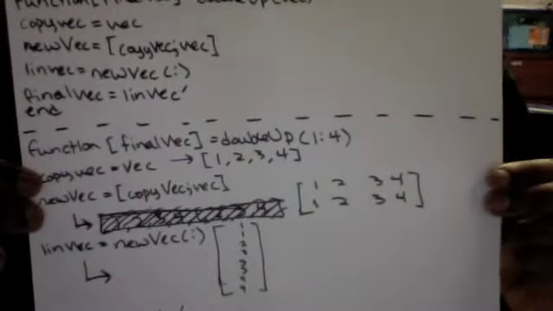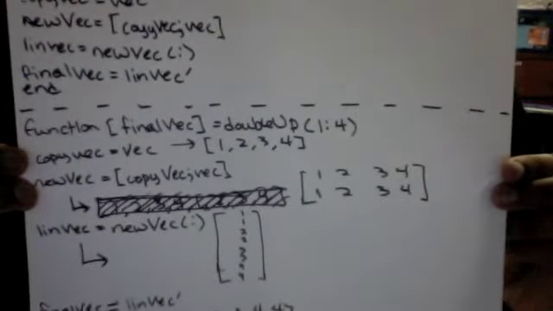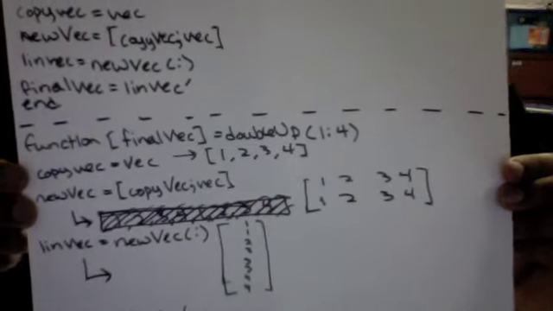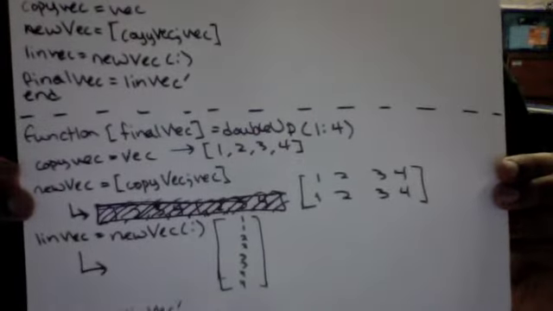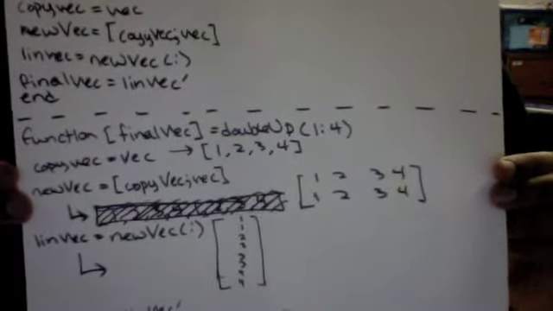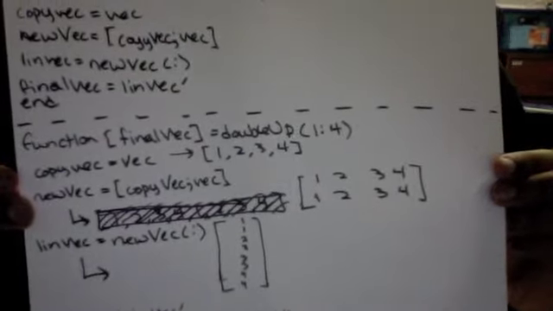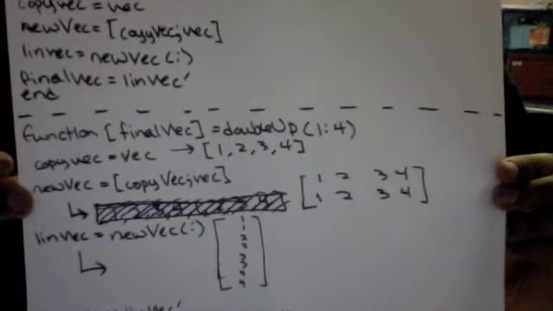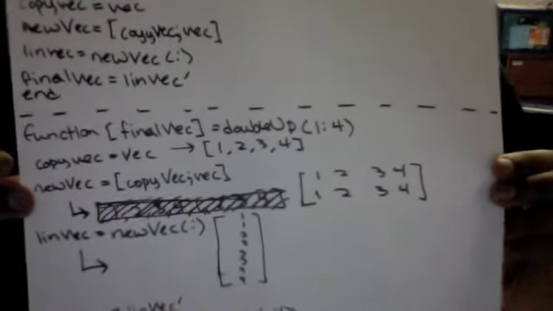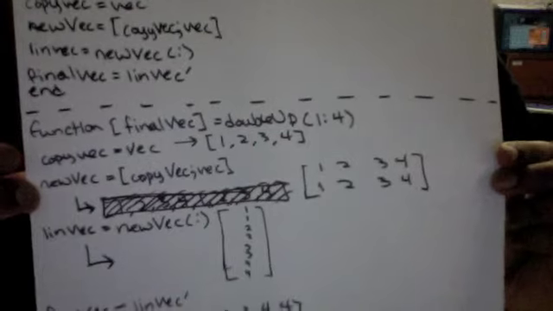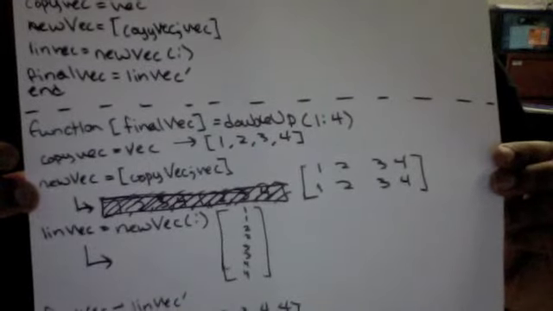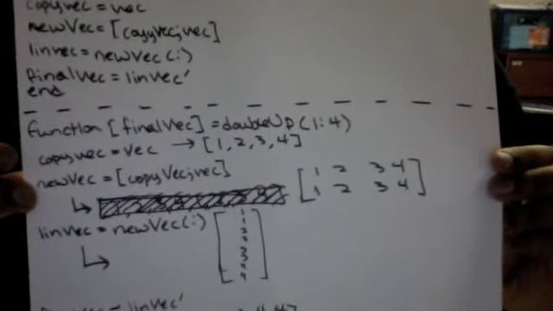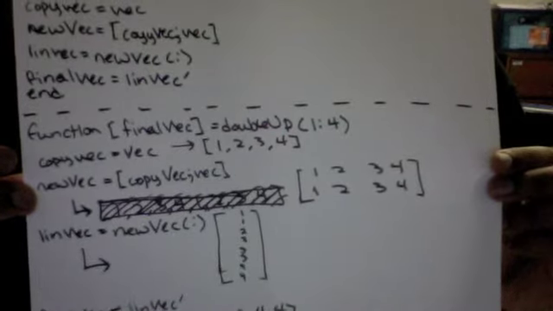And looking at what it would look like typed into MATLAB, we have function finalVec = doubleUp of vec. So if our given input vector was 1, 2, 3, 4, in MATLAB what our function would do is first make a copy of the vector. So we have copyVec equals vec, it's the same thing. Then our new vector would be copyVec placed on top of vec, so we have an array this time.